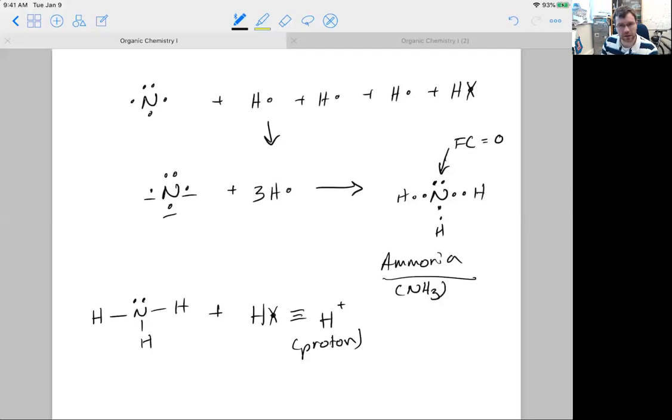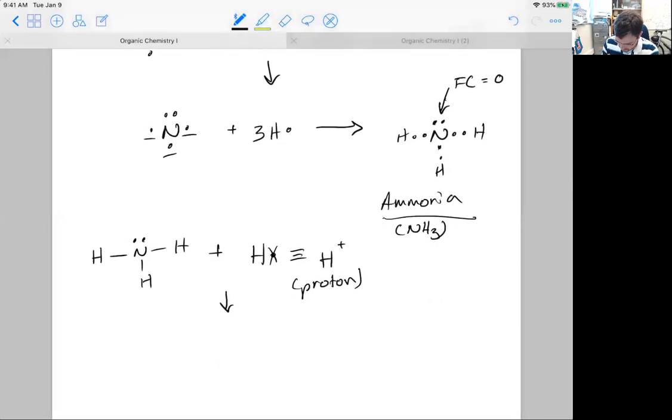Now, what can the proton do? Well, the proton, a single subatomic particle, is so desperate for electrons, so desperate to fill its version of the octet, which is just 2 electrons, that it will actually find a way to meet up with the NH3 to form something like this. The H is going to actually just jump onto a lone pair of electrons.